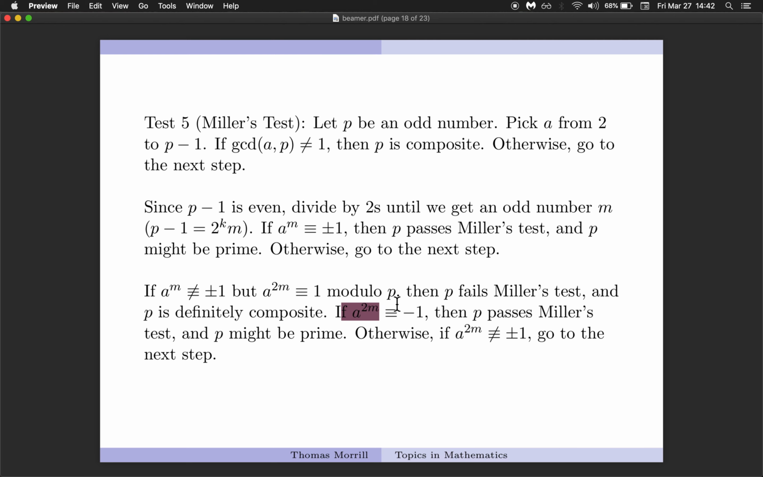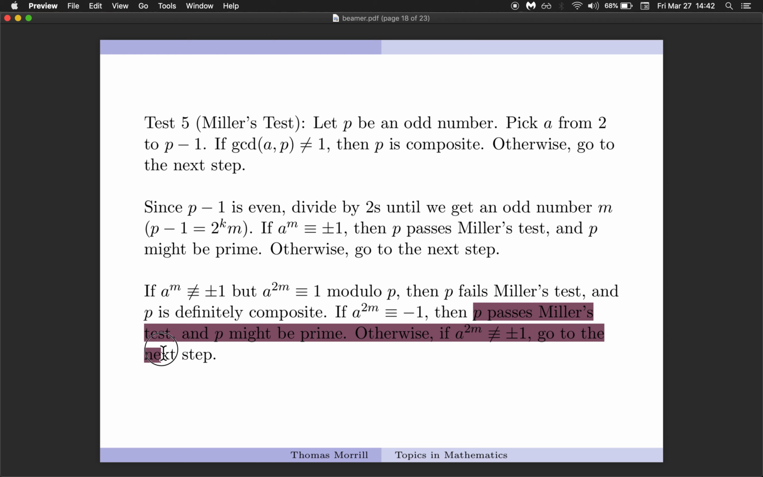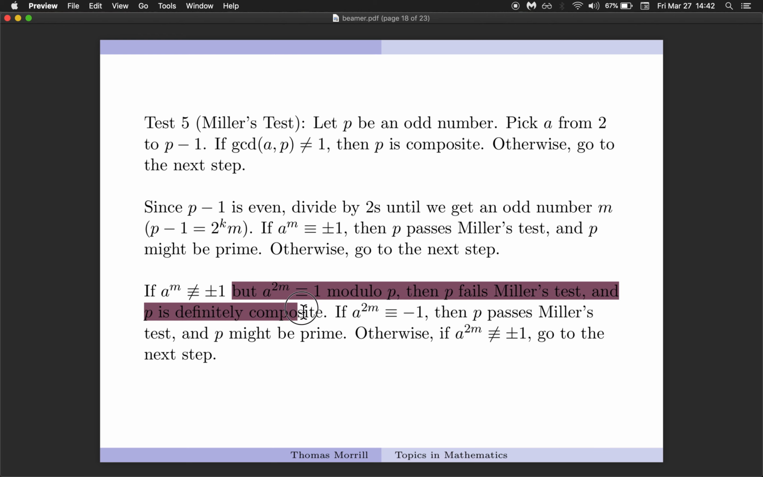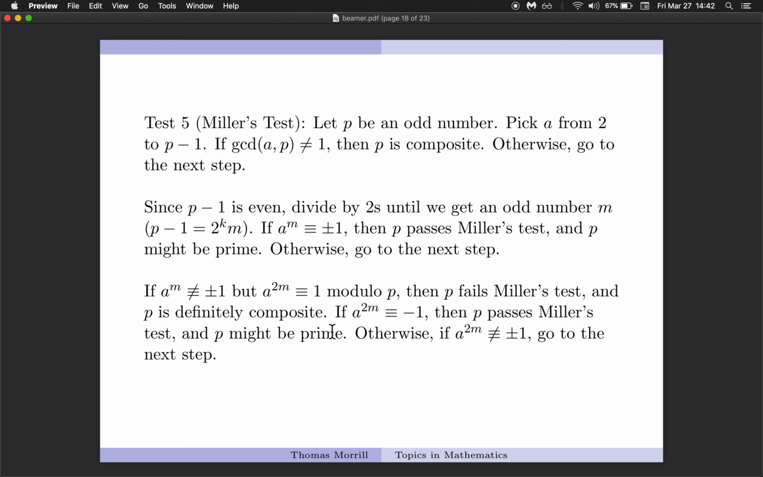If a to the power 2m is congruent to minus 1, then p passes Miller's test. P might be a prime number, because the next squaring I'll definitely get 1, and it's okay to have minus 1 as the square root of 1. That's allowed. So the only other thing that could happen now, right, these are my 2 exit conditions.